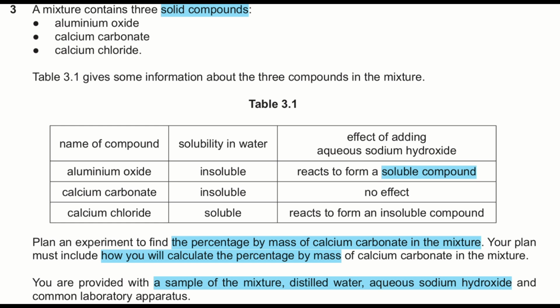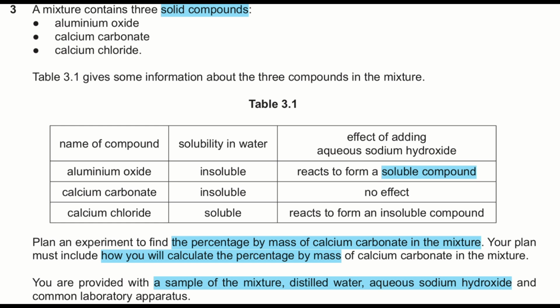We see that the effect of adding aqueous sodium hydroxide is that it reacts with aluminum oxide to form a soluble compound. So that's what we'll do. We'll add aqueous sodium hydroxide to the remaining aluminum oxide and calcium carbonate. Now, obviously, the aluminum oxide will dissolve and the calcium carbonate remains. We're going to filter the mixture again, and the solid in this case will be calcium carbonate.